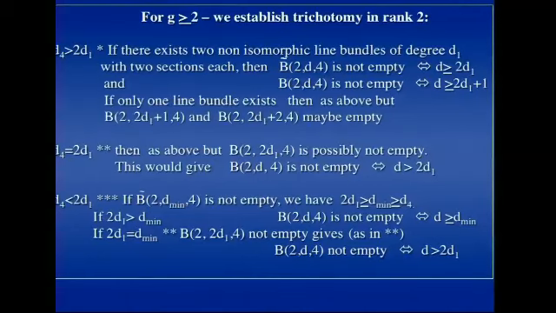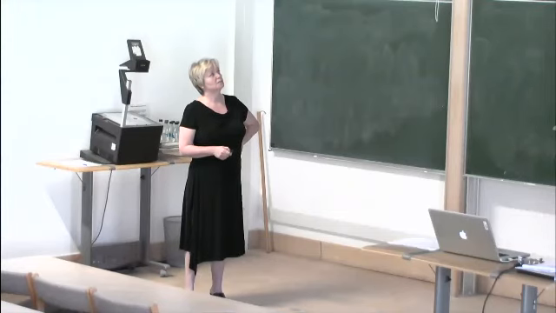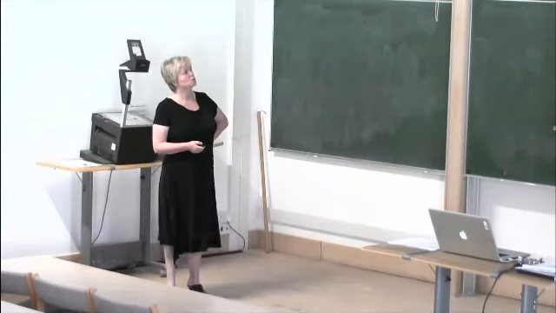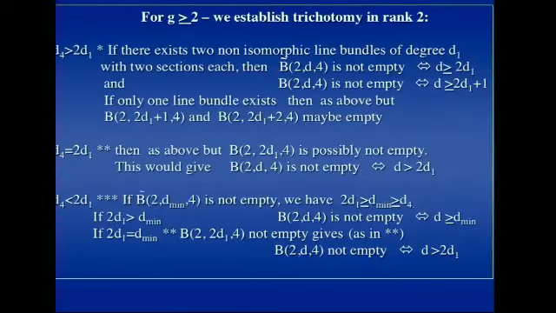If only one bundle exists, then there is a problem, of course, but there is a way to overcome it. The only thing we cannot claim is that if your bundle wants to have degree equal to 2D1 plus 1 or 2D1 plus 2, that these ones are empty. They may or may not be empty. It's not clear from the calculations.